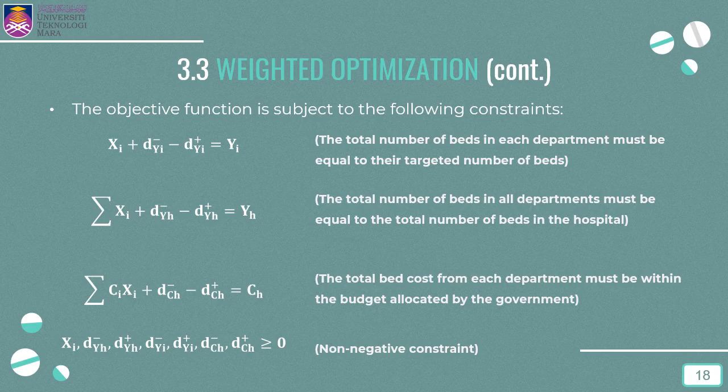First, the total number of beds in each department must be equal to their targeted number of beds. Second, the total number of beds in all departments must be equal to the total number of beds in the hospital. Third, the total cost from each department must be within the budget allocated by the government. And lastly, the non-negative constraint, which indicates the number of beds must be greater than or equal to 0.